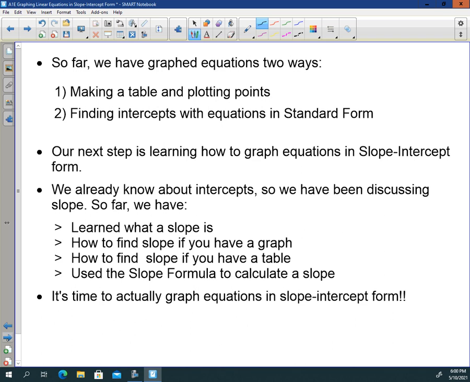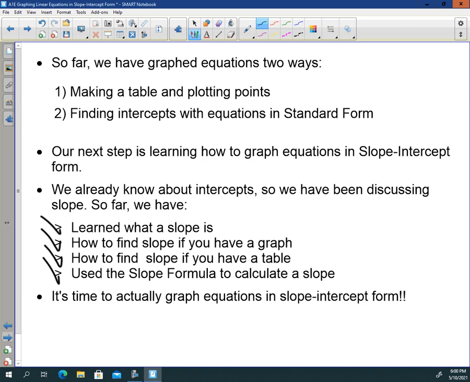And one of the shortcuts we noticed was that if your equation is in standard form, then you can pop zeros into that thing and find some intercepts so you could graph a line. Then we started talking about slope-intercept form, and we kind of already know about intercepts from talking about it with standard form, but then we needed to dig into slope because it's an important concept. So we learned what a slope is, we learned how to find it if you have a graph, we learned how to find it if you have a table, and we used the slope formula to calculate a slope.